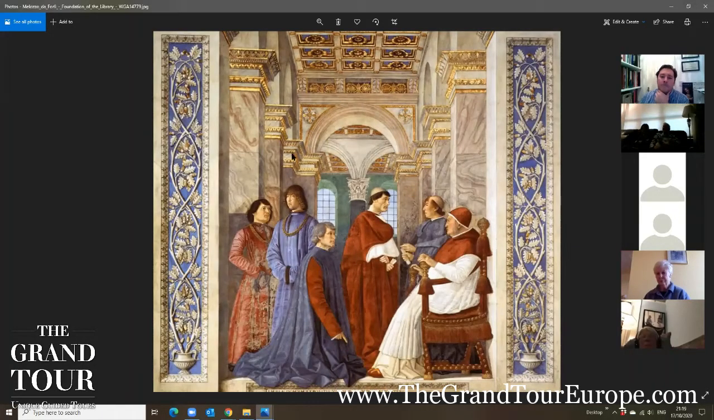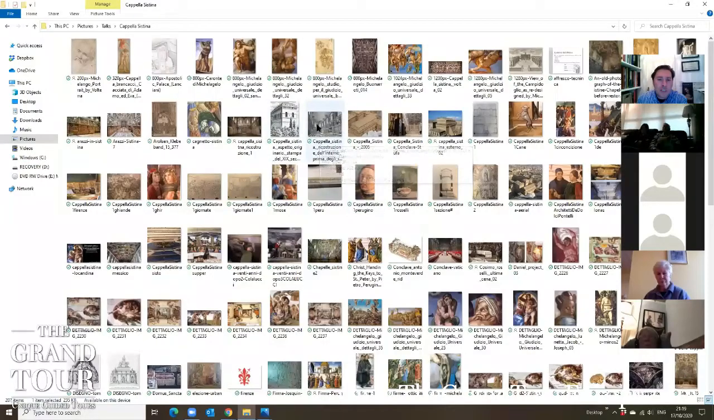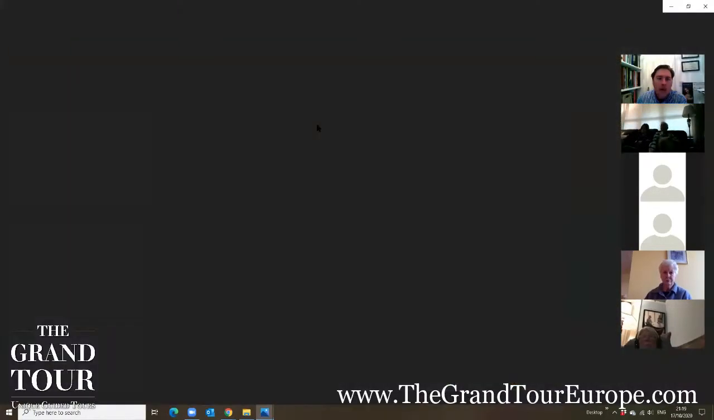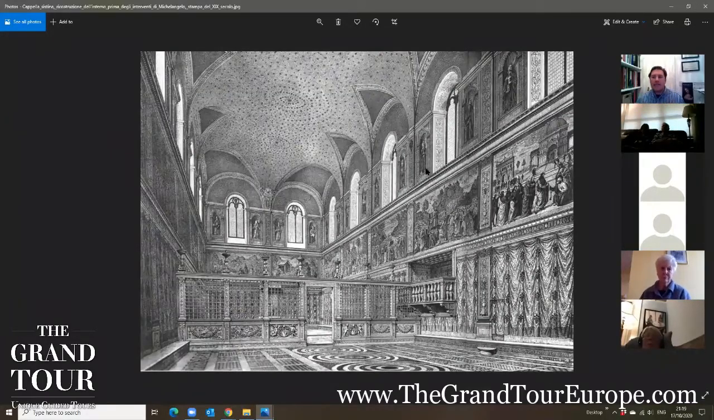Anyway, back to the Sistine Chapel. The chapel was originally quite different from what it looks like now. First of all, it had no figures on the ceiling. Now, this is just an etching to give you an idea how it was.